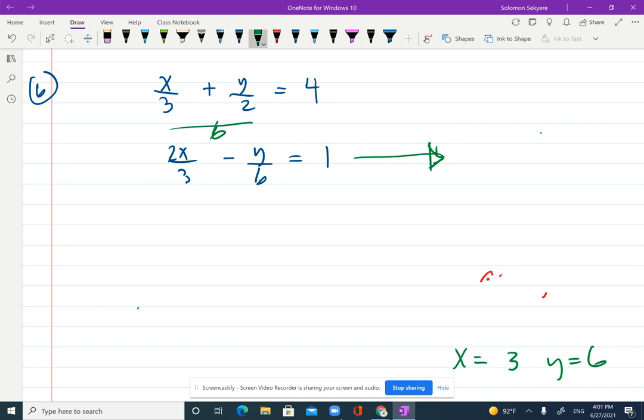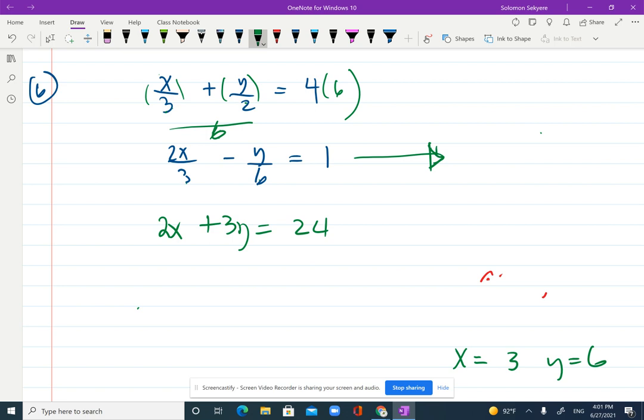It is 6 times x over 3, which is 6 divided by 3 times x, which is 2x. 6 divided by 2 times y, which is plus 3y. Okay, and then it's 6 times 4 is 24. And then we don't have any denominators. So we multiply every term by 6, and we get rid of it.